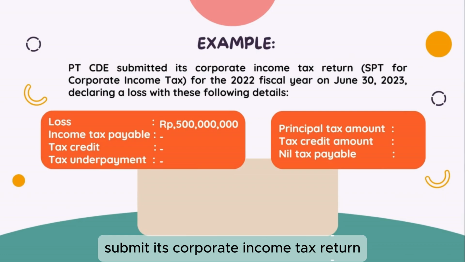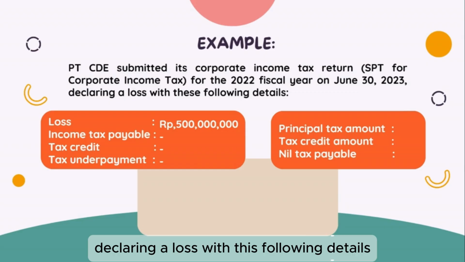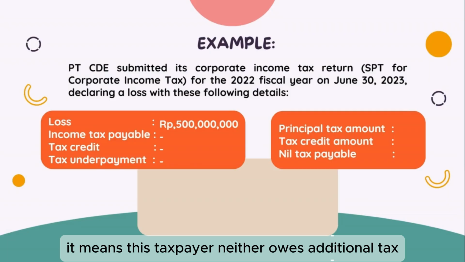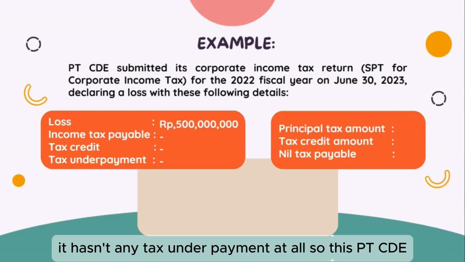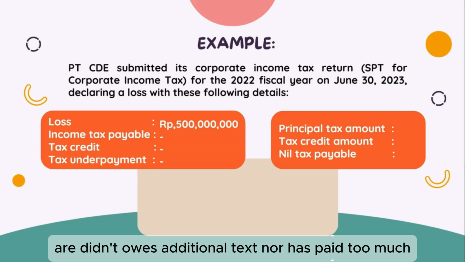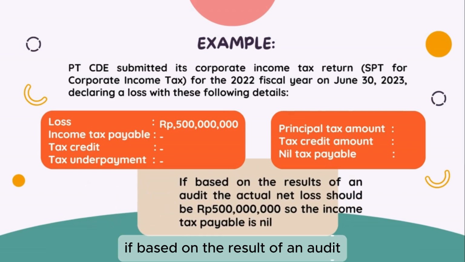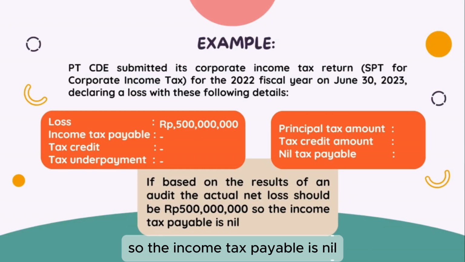So, PT CDE submitted its corporate income tax return for the 2024 fiscal year, declaring a loss with the following details. It means this taxpayer neither owes additional tax nor has paid too much. You can take a look at this. He doesn't have any tax underpayment at all. So this PT CDE didn't owe additional tax nor has paid too much. If based on the result of an audit, the actual net loss should be 50 million, so the income tax payable is nil. Still nil because it's the same.